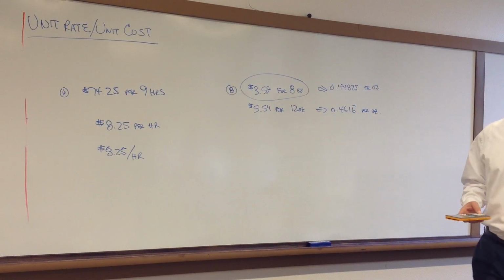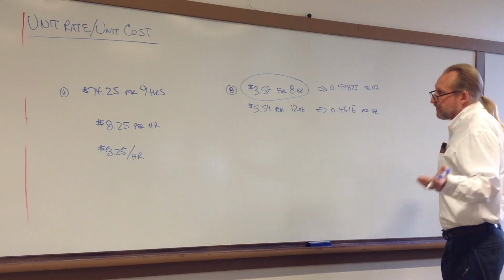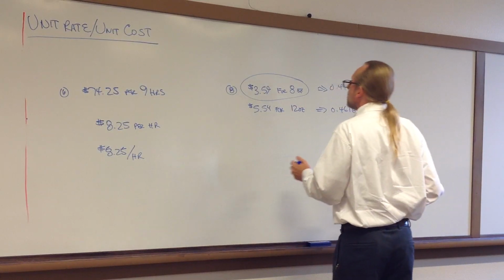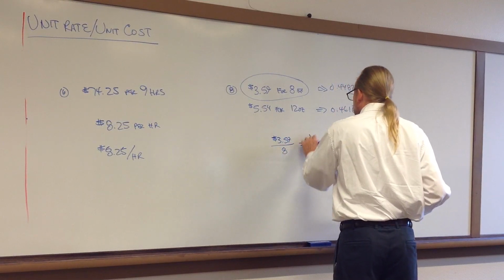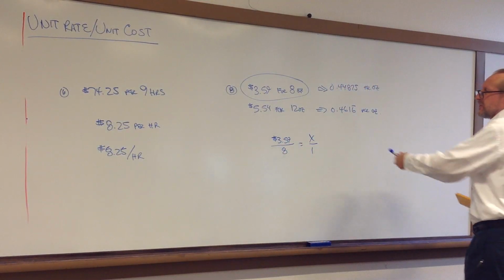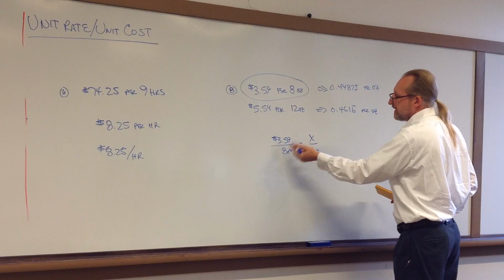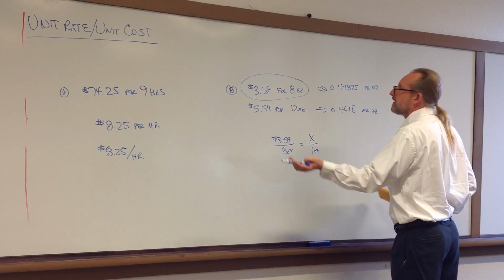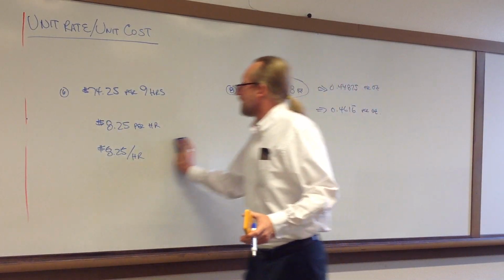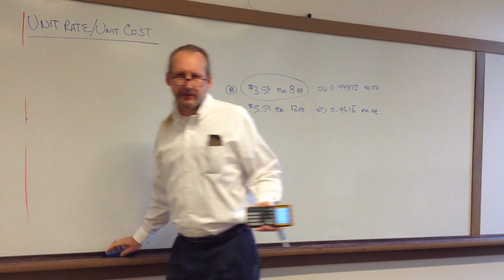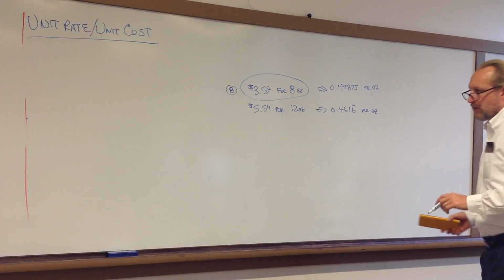Okay? Now you can set these up as proportions. If you're more comfortable with that, then by all means you can do that. You can say, $3.59 for 8 ounces would be how much for X ounces. And you can see if you cross multiply, you're just going to end up doing 359 times 1 divided by 8. So you might as well just do 359 divided by 8 there. Okay. And I think I talked about that a little bit when we were doing proportions, how you can always fall back on setting up a formal proportion if you get stuck in problems like this.